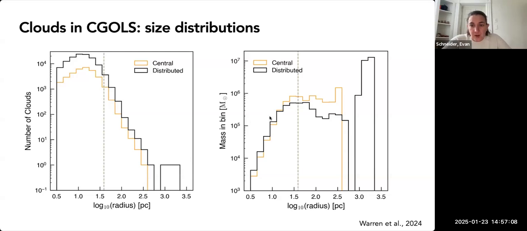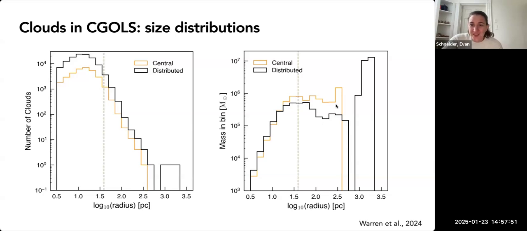In terms of how much mass there is as a function of size, that's what the plot on the right is showing, and the gray dashed line is our resolved limit. So I'll just say, the fact that we see a drop off in radius to the left of that line could be indicative of a physical mechanism that preferentially destroys clouds below some characteristic size, but in this case it's certainly also going to be an effect of the numerical resolution of the simulation. We just can't capture the distributions correctly below that physical size scale.